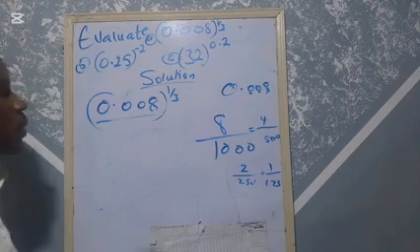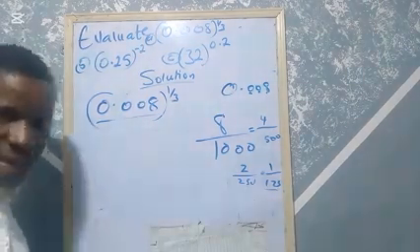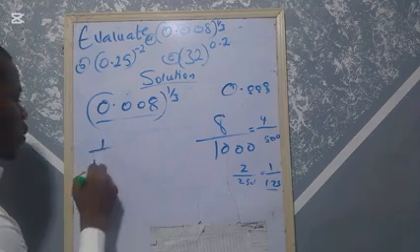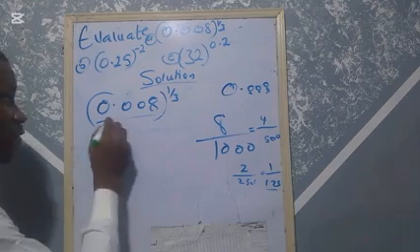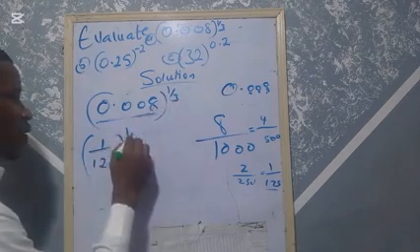Okay, so in place of 0.008, let us put 1 over 125 there. I will not write 0.008, I'll put 1 over 125. Instead, I have succeeded in changing this decimal to fraction. Remember, I will still have this power 1 over 3.